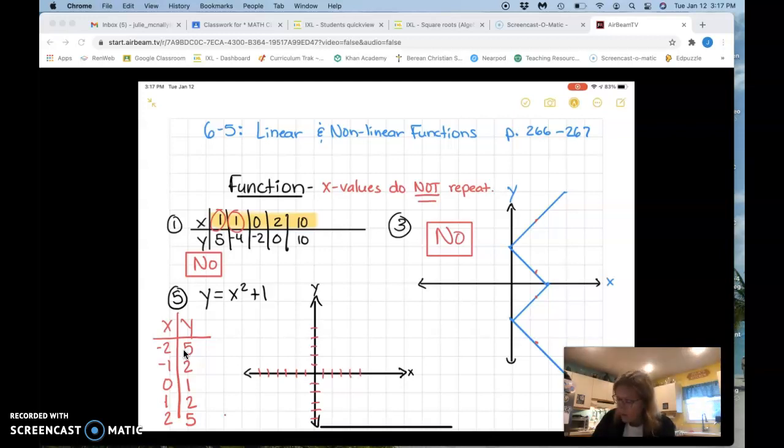Okay, so -2 and +5 is going to be here. -1 and +2. 0 and 1. 1 and 2. 2 and 5. Okay, so there's all my points plotted. Now I'm going to connect those. This is going to be a parabola.